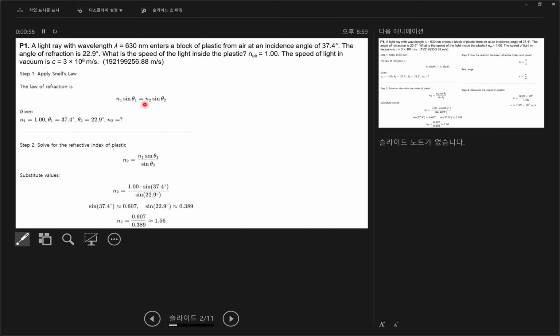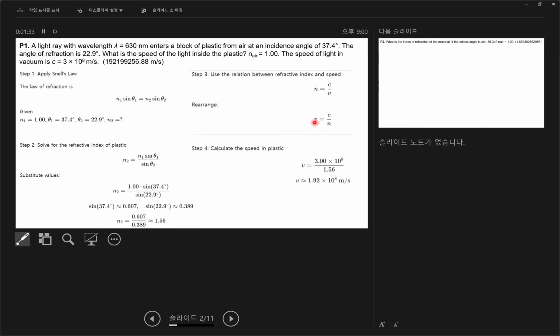So n1 sine theta 1 equals n2 sine theta 2. n1 is the air. Theta 1 is the angle of incidence. And theta 2 is known. And then we need to find out what n2 is. Once we know n2, then you get these equations. n2 is given by this one. And then the question is, what is the speed of light inside the plastic? So we need to find the speed of light in this plastic, and it is given by velocity equals c over n. If you just plug in the n, then you get this velocity.